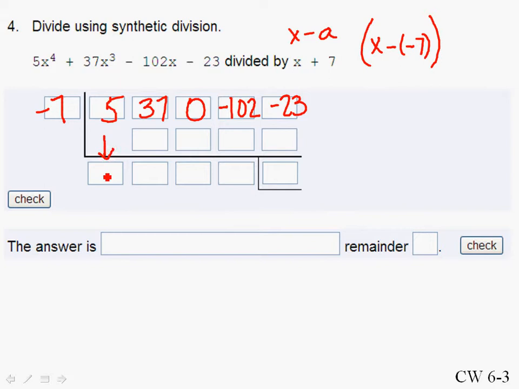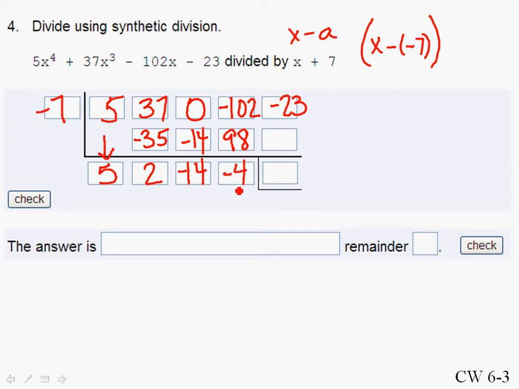Always carry down the first term. My a value times my first term, so negative 7 times 5 is negative 35. Add down the column, gives me 2. Negative 7 times 2 gives me negative 14. Add down the column, negative 14. Negative 7 times negative 14 gives me a positive 98. Add down the column is negative 4.